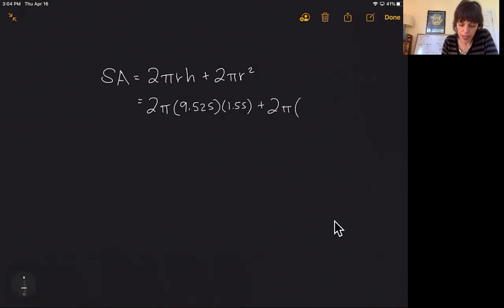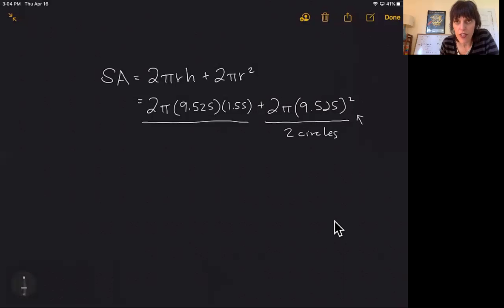And we said that our radius was 9.525, and this time the radius is squared. So it's squared here in the second part because this represents our two circular bases. So this is the area of our two circles. It's not squared here because you'll remember in the video from last time that this is the lateral surface area. So this is the circumference times the height. So that's why we square the radius in the second part of the formula, but not in the first part.